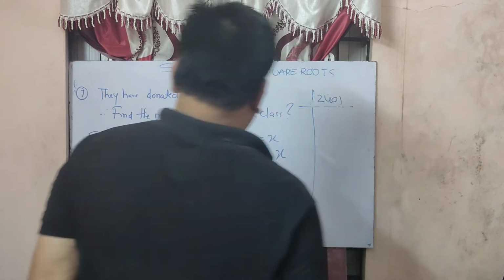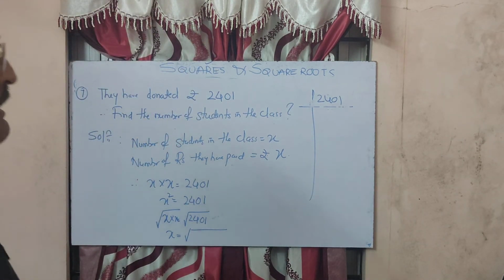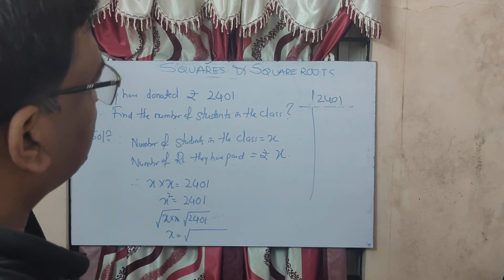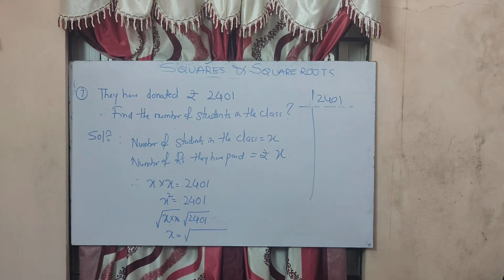2401. How to find it? Just think over it a little bit. What number could it be, to find the square root of 2401?